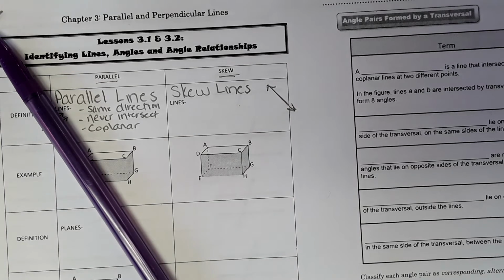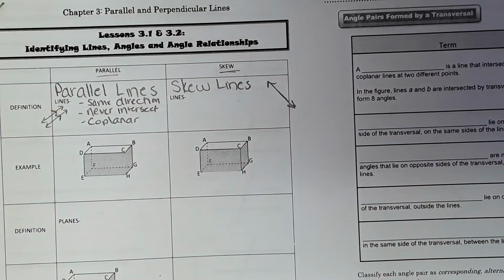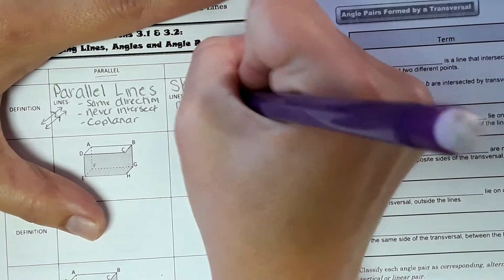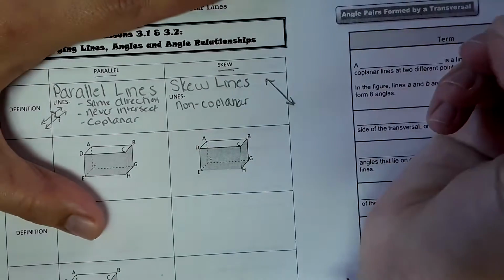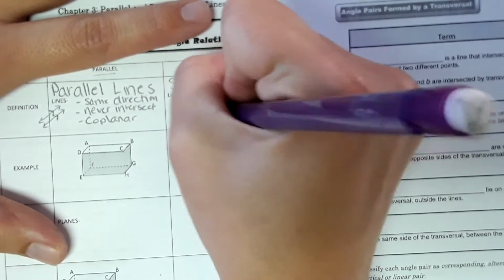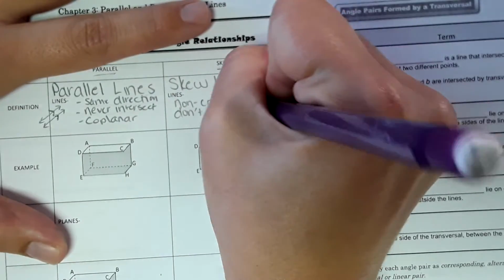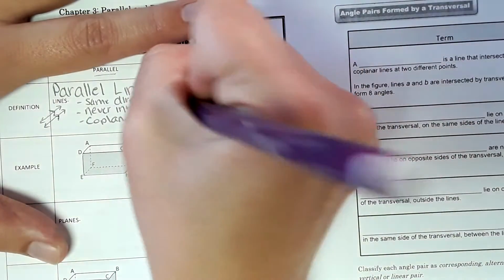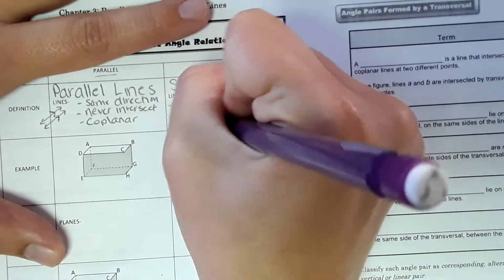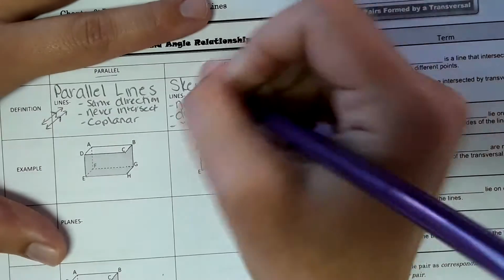If this line is a little bit slanted like this, it still wouldn't intersect. So as long as they're on different planes, they'll never intersect, and those are called skew lines. They are non-coplanar, they aren't on the same plane. They don't intersect. An example would be highway overpasses. They cross, but you aren't running into the other cars.